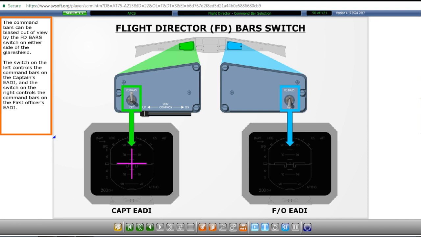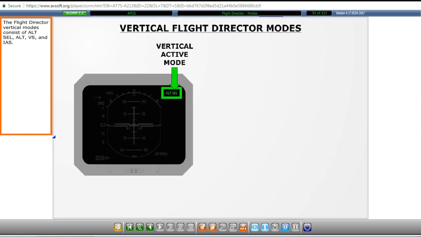The command bars can be biased out of view by the flight director bars switch on either side of the glare shield. The switch on the left controls the command bars on the captain's EADI, and the switch on the right controls the command bars on the first officer's EADI.